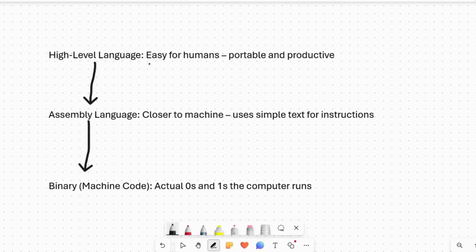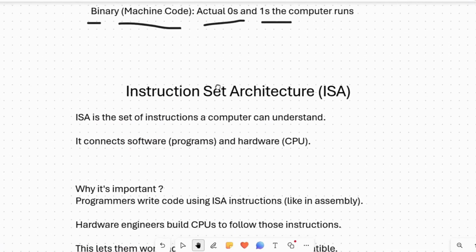So how does it work? First, we have high level language, easy for humans, portable and productive. Then the high level language is compiled to assembly language, closer to the machine, using simple text for instructions. Then it is converted to binary, which is machine code, 0 and 1, the actual zeros and ones the computer runs. So that's the way it works.